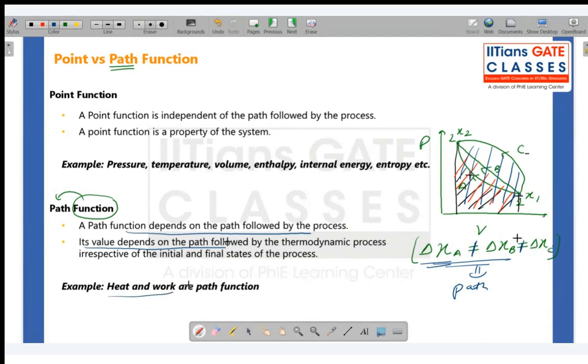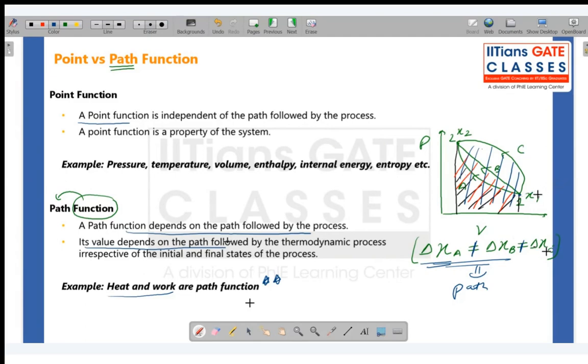For example, heat and work are path functions. Again, we will discuss this, but don't worry about it now. Just know that heat and work are path functions. Now, I would say a point function. What is a point function? It is independent of path. It does not depend on path.